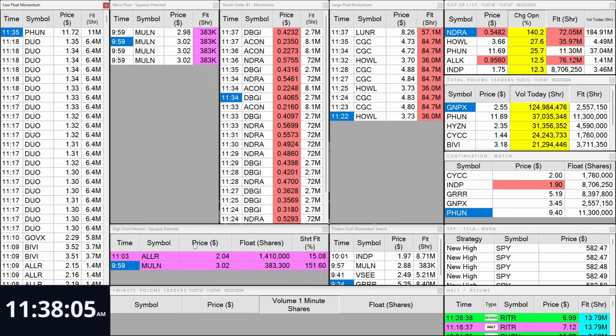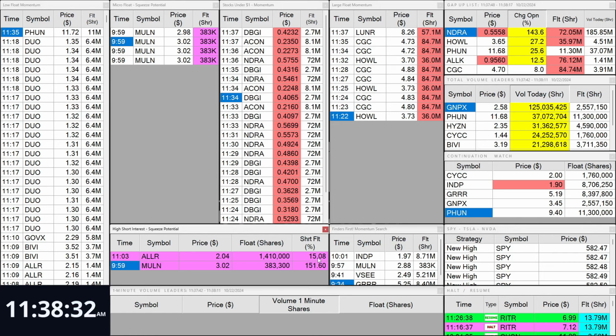Now, down here, you can see we have got the short float percentage. So this is going to be a high short interest squeeze potential scanner. So this is going to be a little bit different. This is going to be looking for those stocks that are going to have a higher short float percentage. And that's what you're seeing here. 151% of MULN may not be accurate, but regardless, it's letting you know that this is a high short interest stock. So may squeeze, right? It's got that squeeze potential.